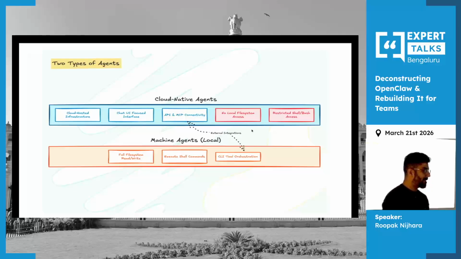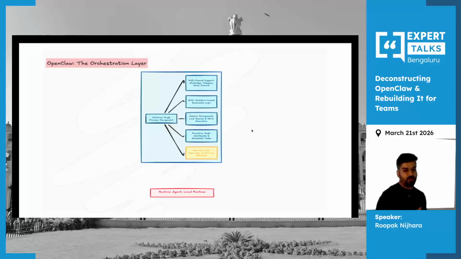Just to correct, the cloud native agents also have access to a local file system on the cloud, right? It depends if you give them access, you will have to give them the right tools. But this is something which is expected from the machine agents. I'm just trying to draw a line. Ideally, you would not want to give cloud agents access to Bash on a server, because then a user can do pretty much anything on your server. So, yeah, we'll move ahead.